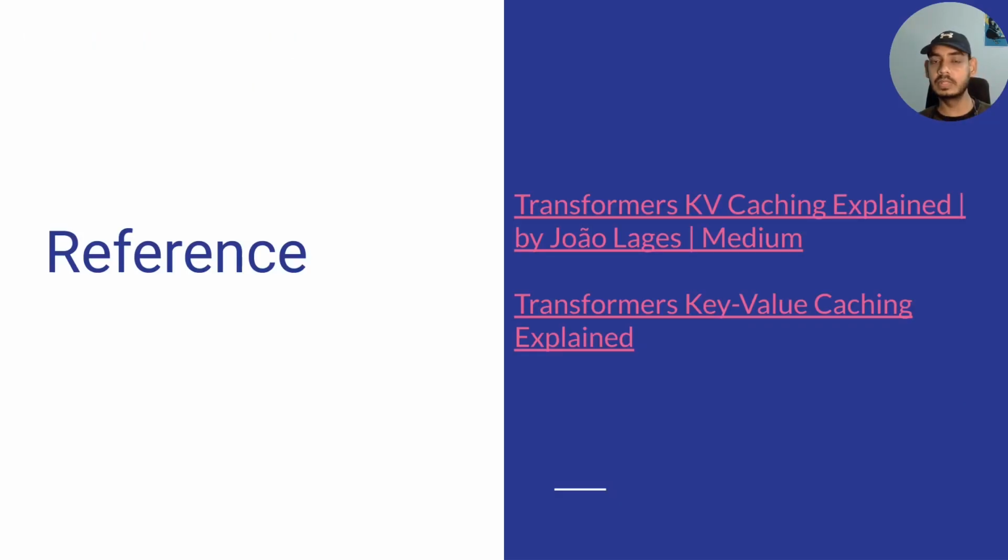This is the end of the video, where we understood what KV caching is and how certain matrix multiplication values can be cached such that those operations do not take place again and again. With that, I'll conclude this video.